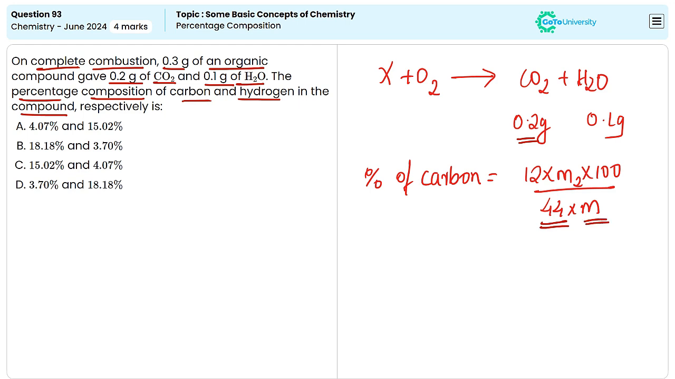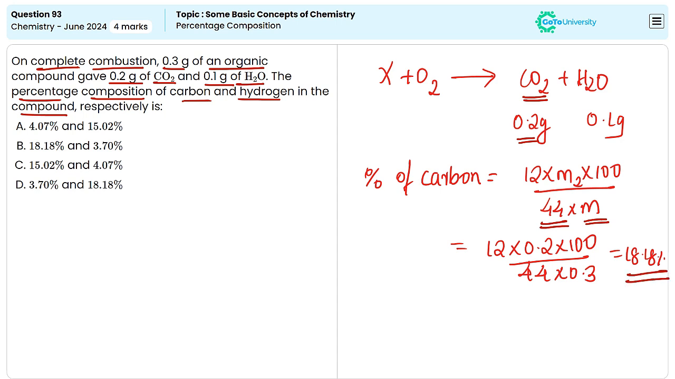organic compound undergoing combustion is 0.3 gram, because the carbon is present only in one of the products, that is CO2. Now we can substitute the values to find out the percentage composition, that is equal to 18.18 percentage.